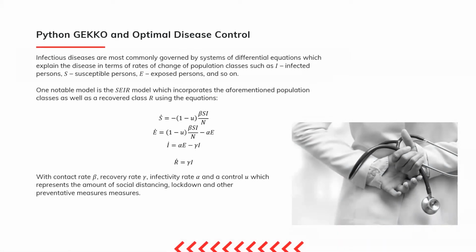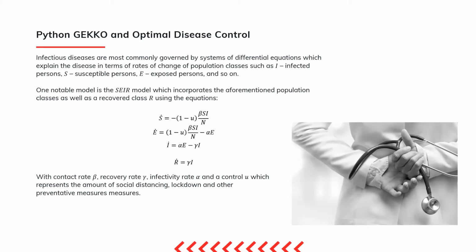But yeah, so here we have some infectious disease and we have these state parameters, S dot, E dot, I dot, and R dot. These give the rate of change of the different classes of the population. S would be susceptible, E would be the exposed, I would be the infected, and R would be the recovered. So we have the contact rate, which is beta, the recovery rate, which is gamma, and the infectivity rate, which is alpha. That's the rate at which an exposed person becomes infectious.